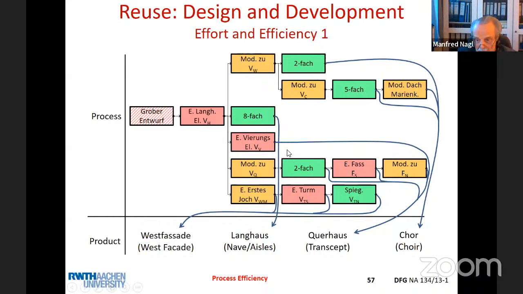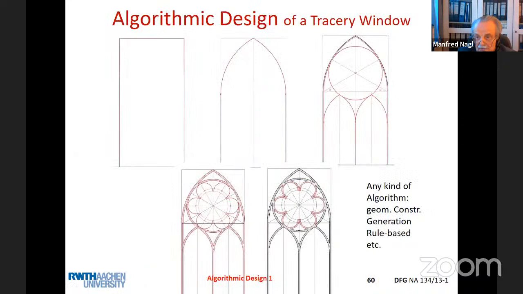I would like to skip this argumentation of these 2 or 3 slides and continue here with a new idea of algorithmic design of a tracery window. This is the so-called Reims window here. So it has a flower-esque part here, and it has 2 different pointed arcs below, and all embedded in one pointed arc. This can be constructed in a very simple way by knowing only the breadth here of the place where the window has to be embedded.